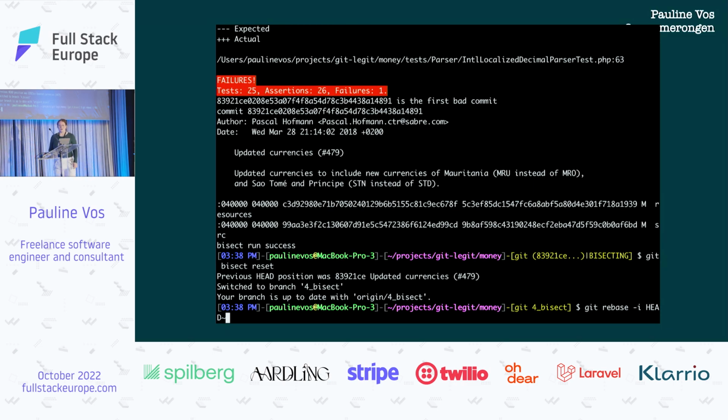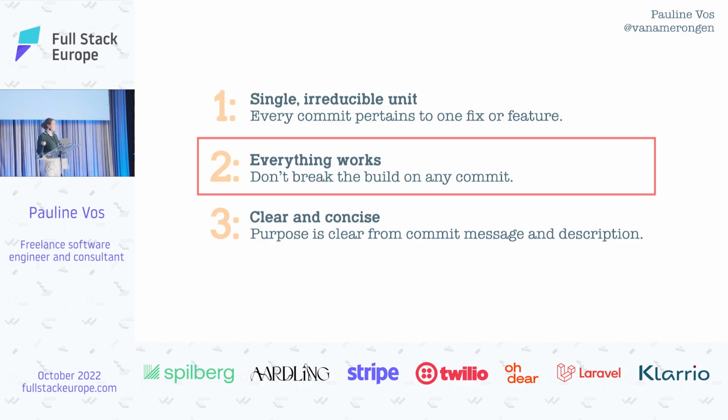Okay. So this is one reason why having everything work, ideally, is really handy. If you're going to bisect and check state in the past, in the present and everything in between, then it is nice that the build actually doesn't break, that you can actually run your application and things like that.